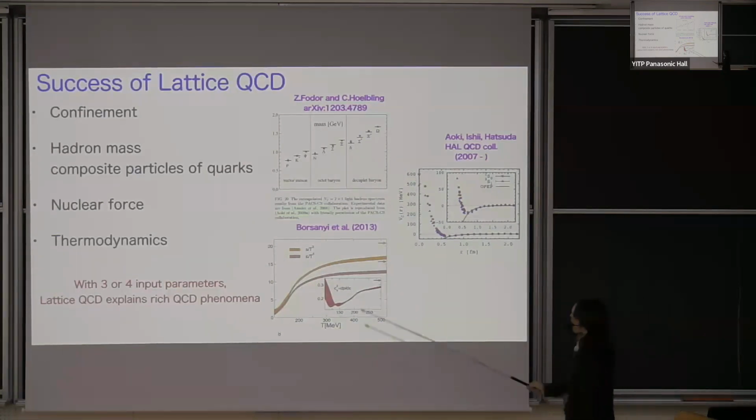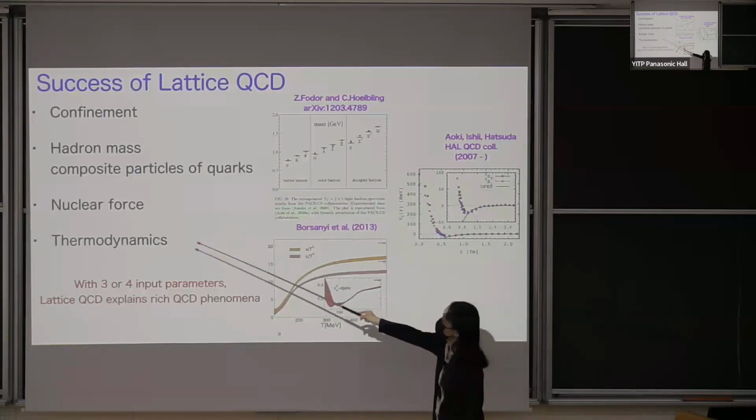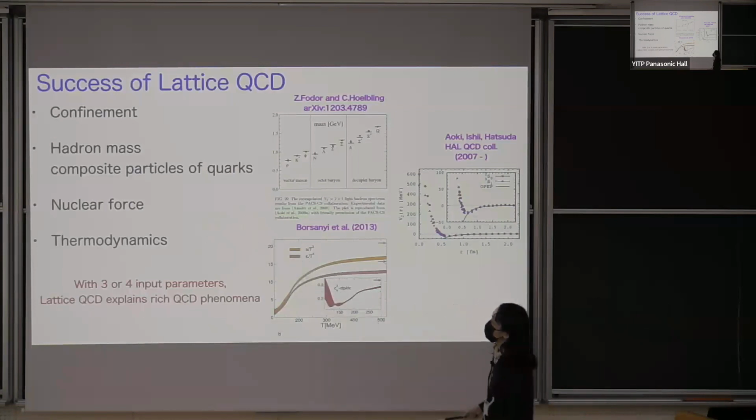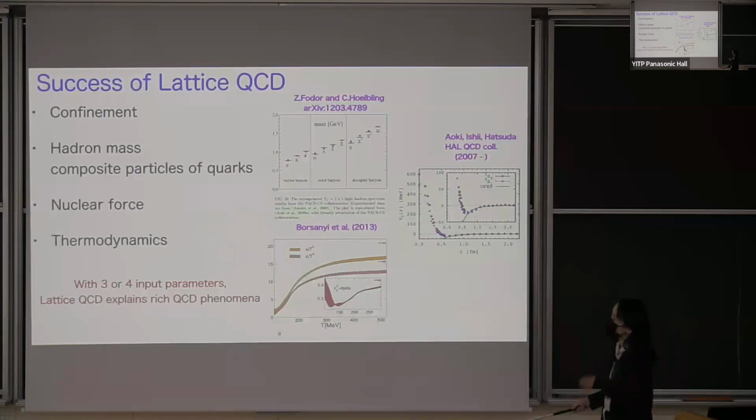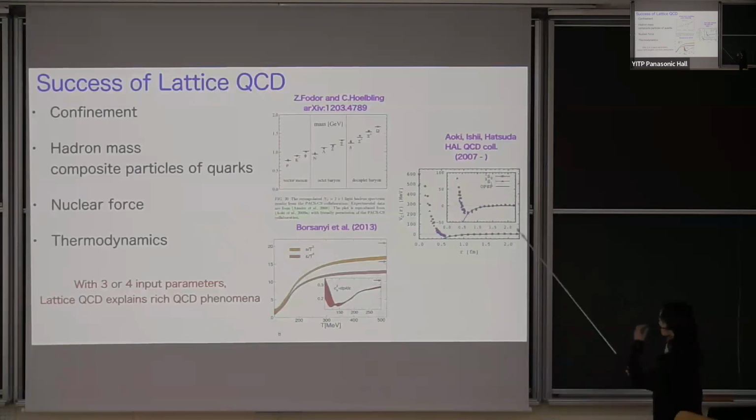And recently, we can find the nuclear force. The previous plot was a quark anti-quark potential, but we can obtain the nucleus potential. This is given by Aoki-san, Ishii-san, Hatsuda-san, and the HAL QCD collaboration.